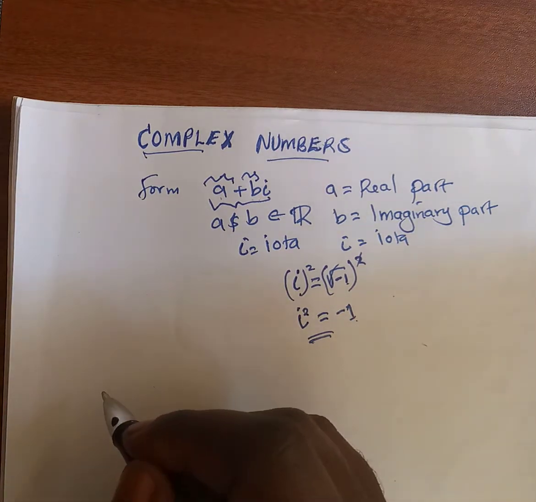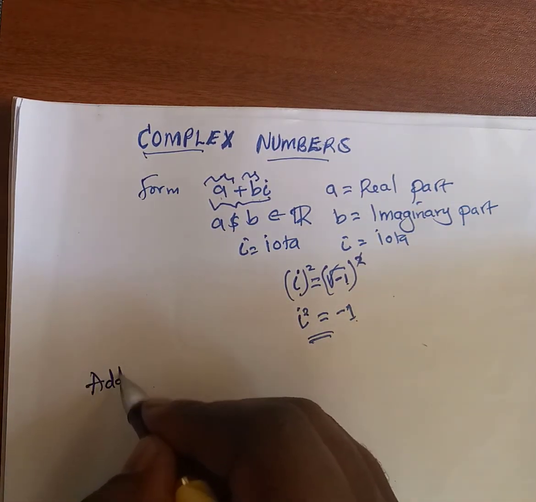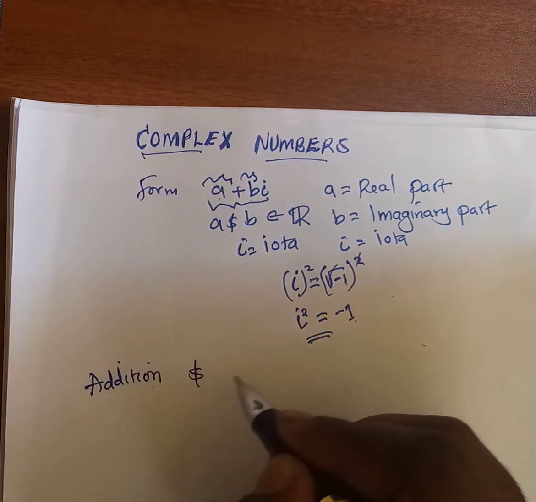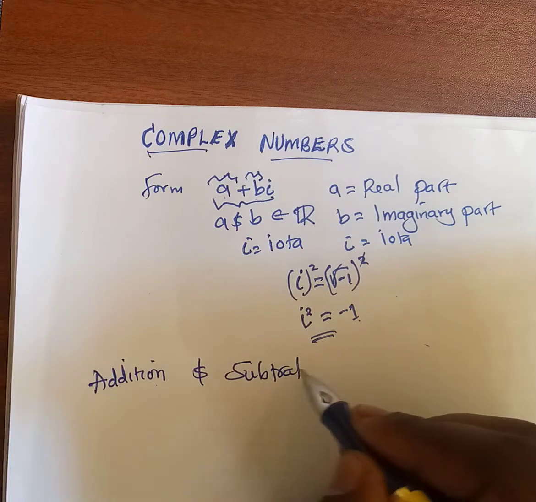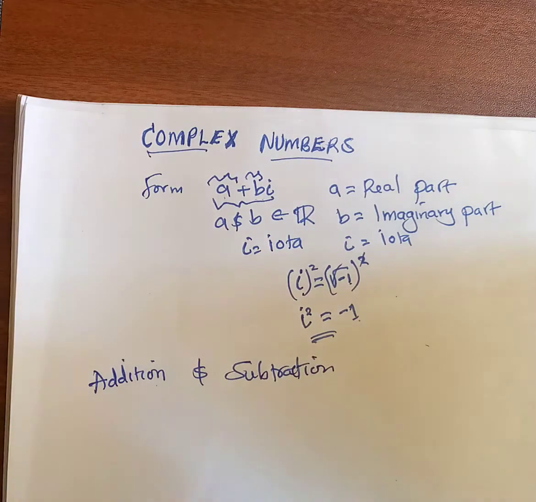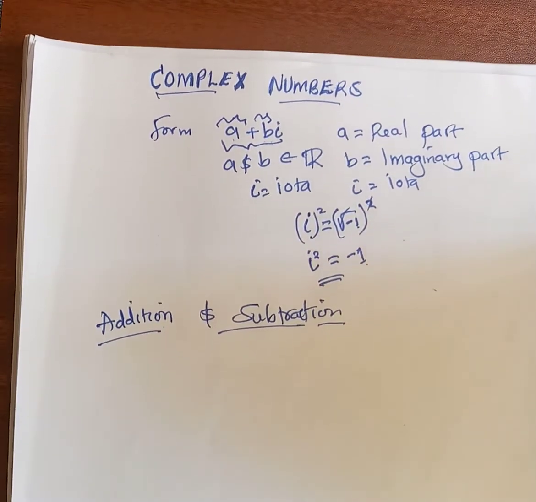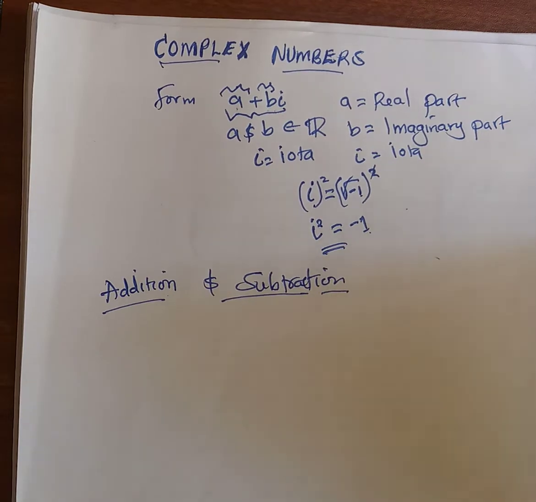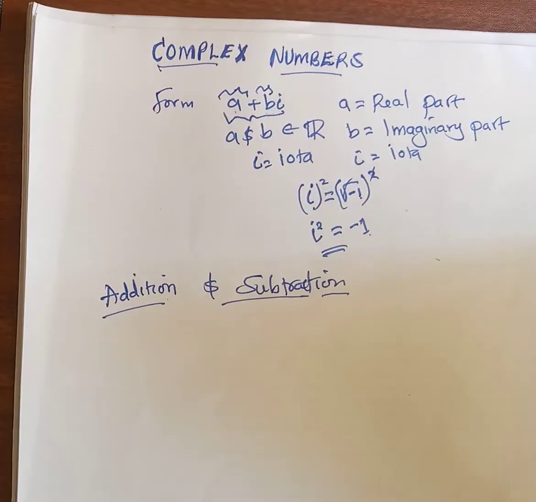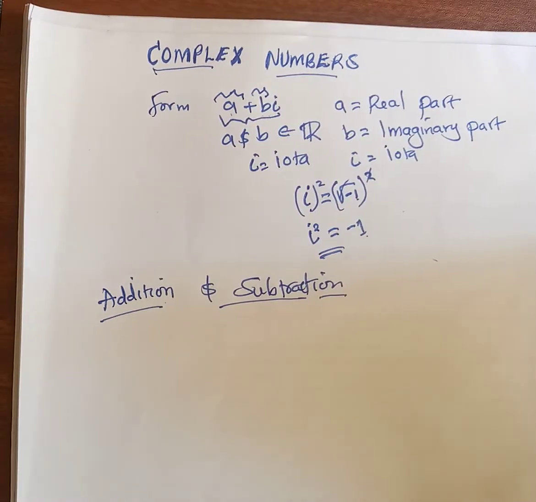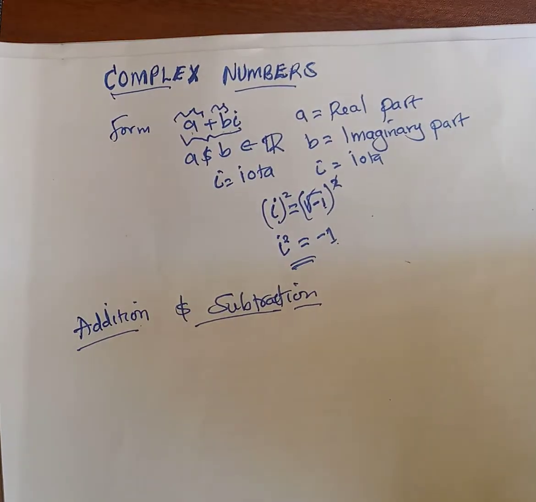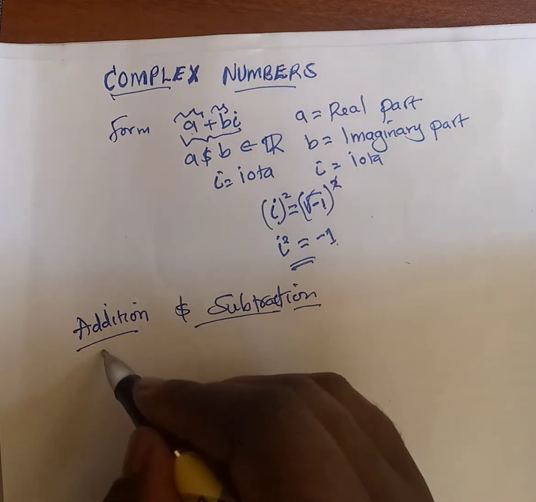Now let's look at addition and subtraction of complex numbers, because we need to learn how to operate them the same way we operate real numbers. The thing that you should note here is that complex numbers, just like real numbers, are added by treating like terms together.